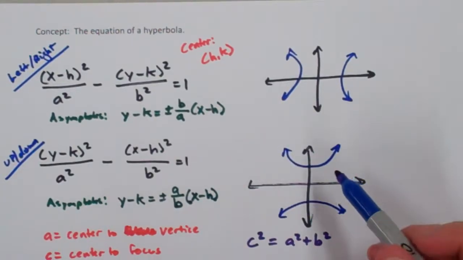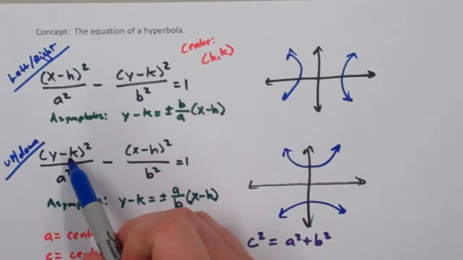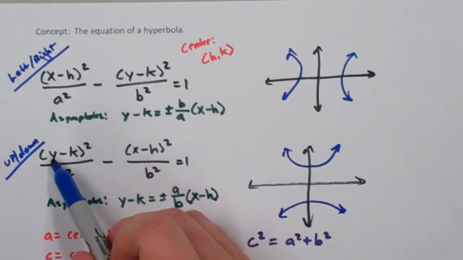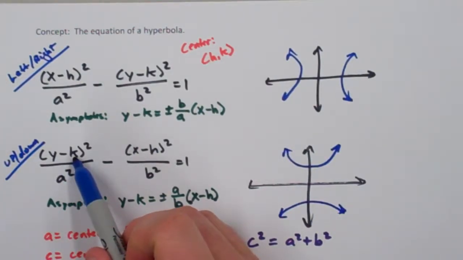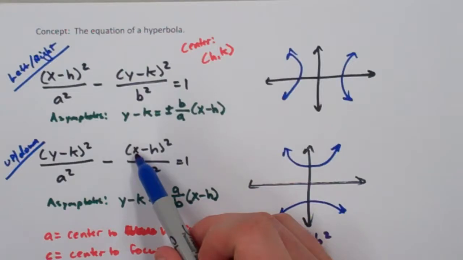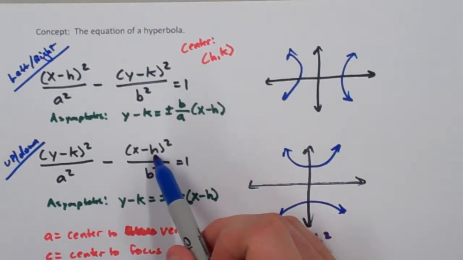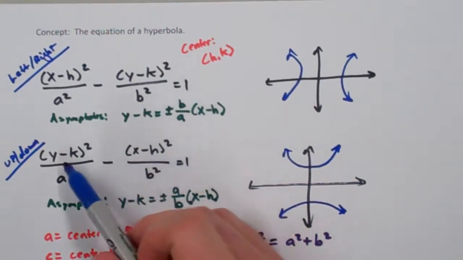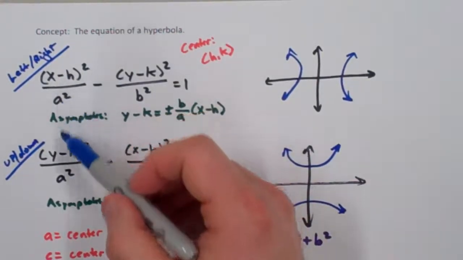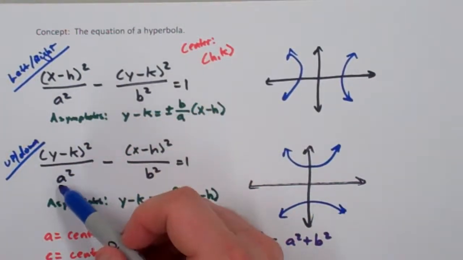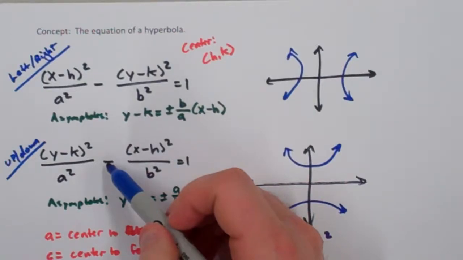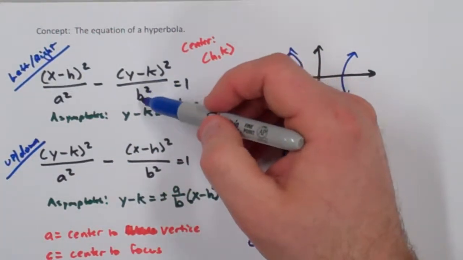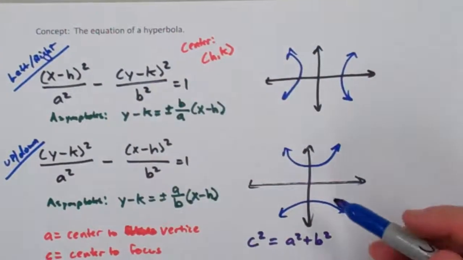But basically, what you want to know is whatever number is by the y, that's the y part of the center. Whatever number is by the x, that's going to be the x part of the center. Remember to do the opposite of whatever numbers are there. A squared is always underneath the first term. We always have a minus sign for a hyperbola. And then b squared is always under the second term.